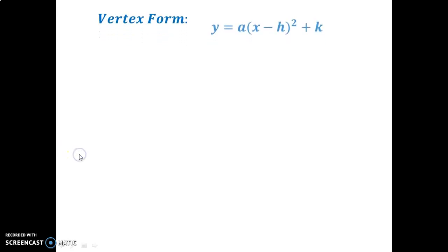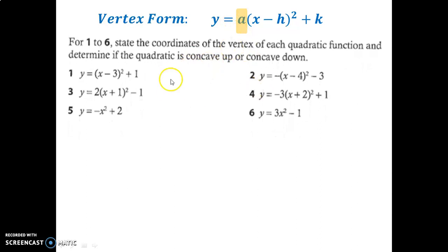So let's look at vertex form, and let's concentrate on the A value for the next little bit. So we have these 6 problems here, 6 quadratics, and you're asked to give the vertex of each and to tell us whether it's concave up or concave down. So in this case, the A value is important. Look at the first one. What is A equal to? And is it concave up or concave down?